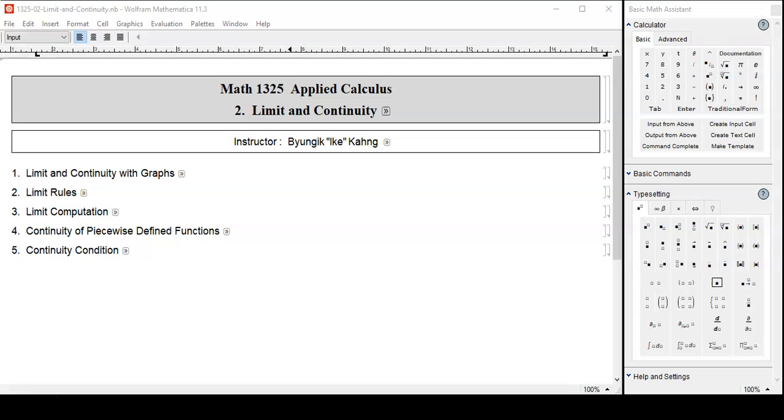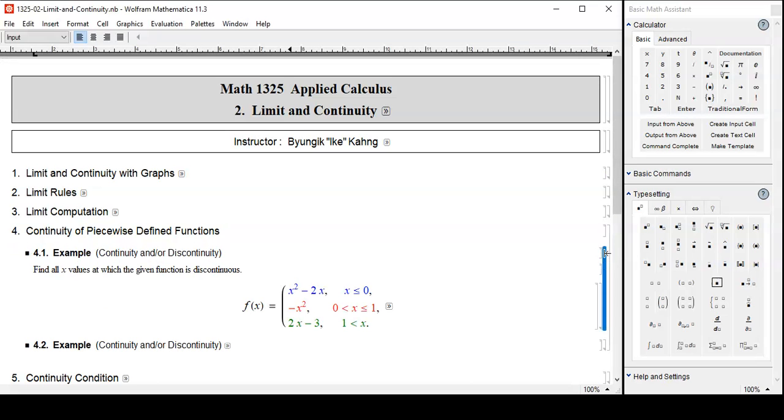Now let's focus ourselves upon continuity. The continuity of the usual functions is just trivial. They're all continuous. Anything you can think of, they're all continuous. There are exceptions, however, and those exceptions are piecewise defined functions, and that's where we're going to focus.